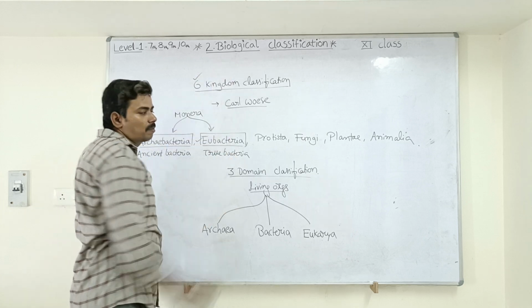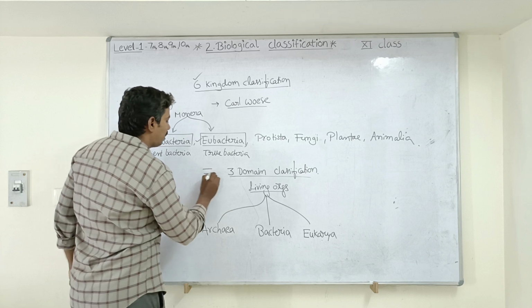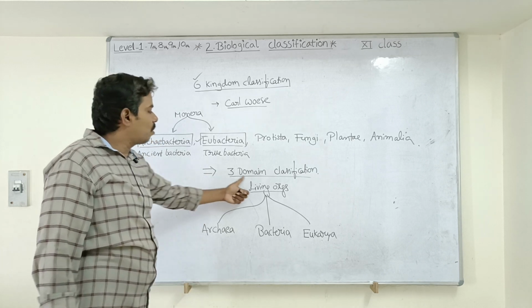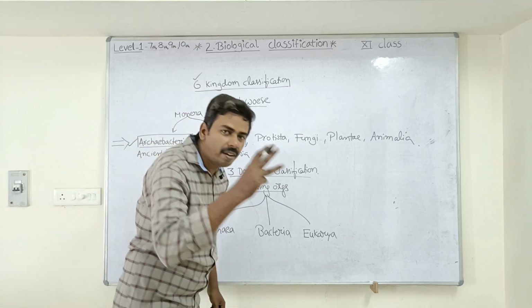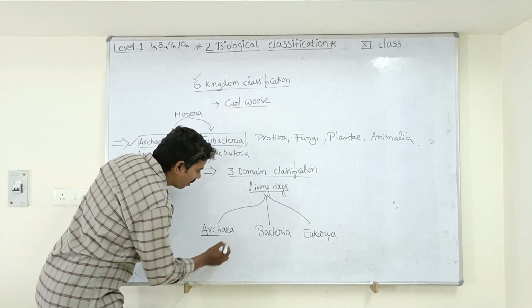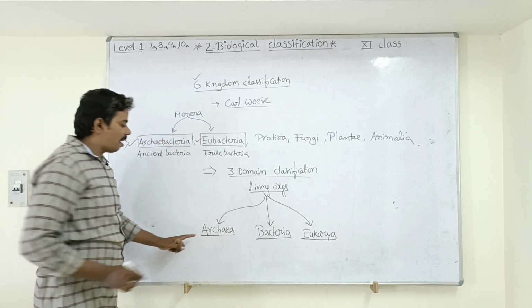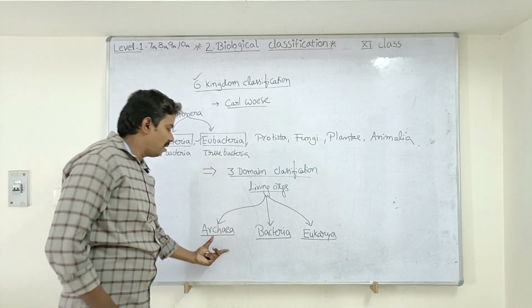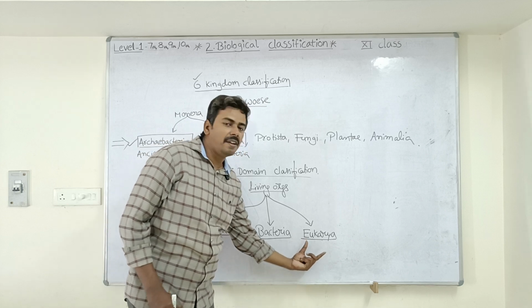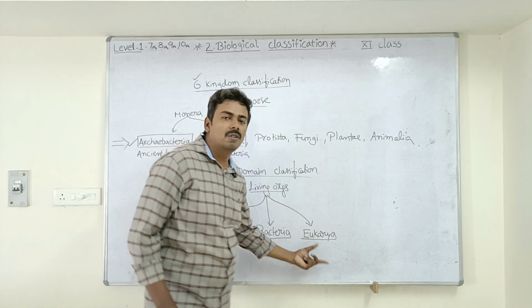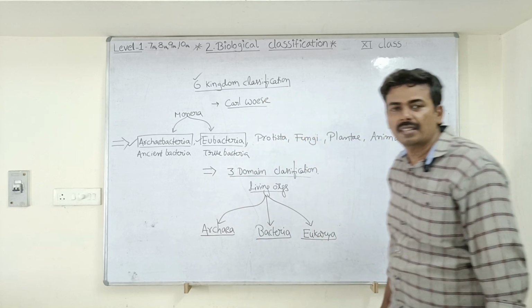Total six kingdoms. The same taxonomist Carl Woese also gave the three-domain classification system. That means he classified the living organisms into three domains: domain Archaea, domain Bacteria, and domain Eukarya. The domain Archaea included all the ancient bacteria, the domain Bacteria included all the true bacteria, and Eukarya included all the eukaryotic organisms. So this is the classification given by Carl Woese. Copy down, students.